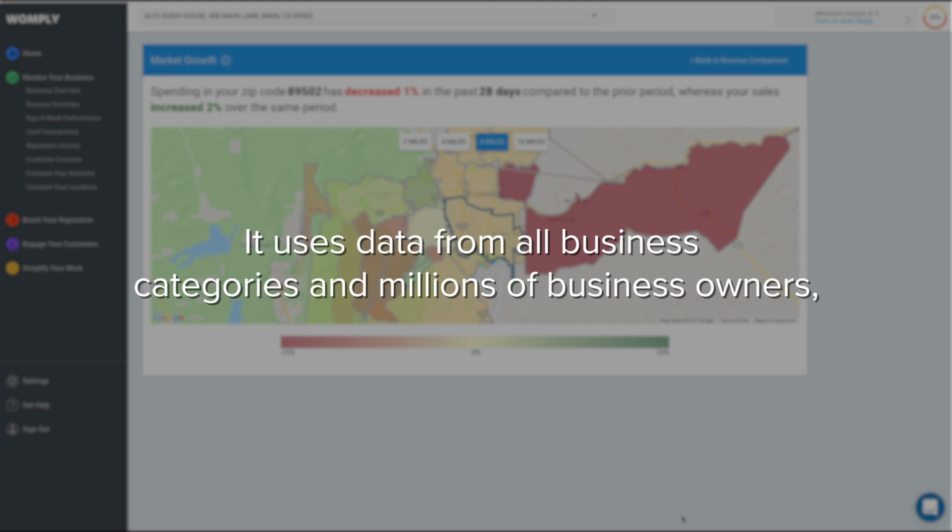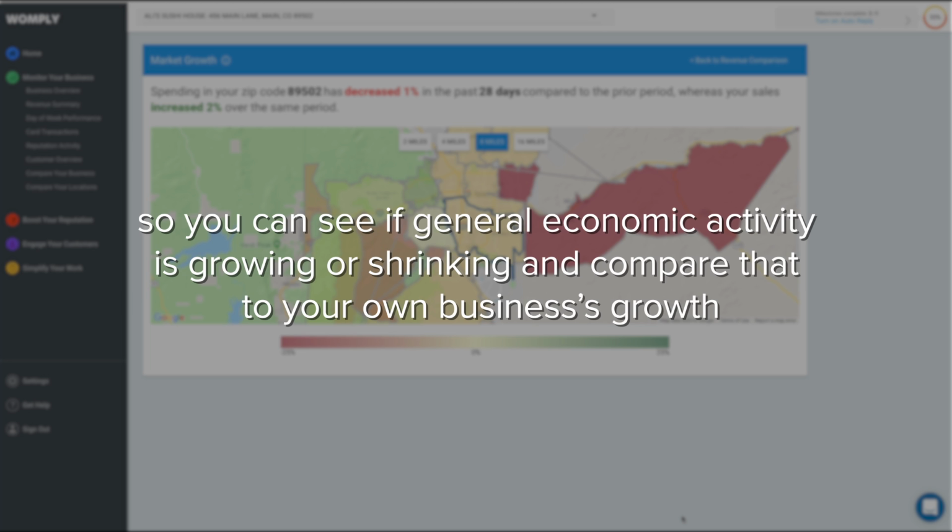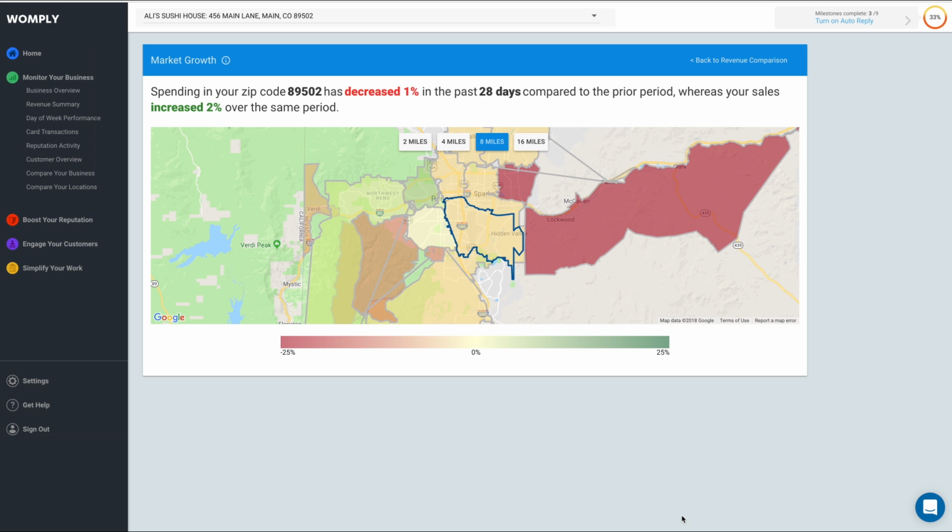It uses data from all business categories and millions of business owners, so you can see if general economic activity is growing or shrinking and compare that to your own business's growth. Understanding your market growth is a great way to monitor your business and helps you understand if the decisions you're making are having an impact or if your business is simply moving in line with the market.